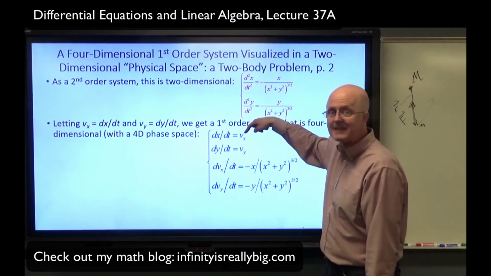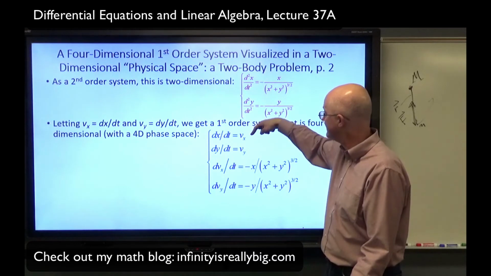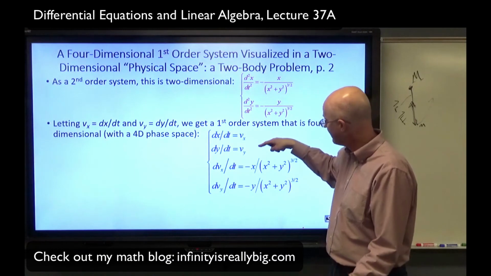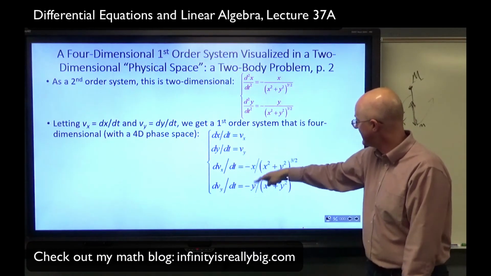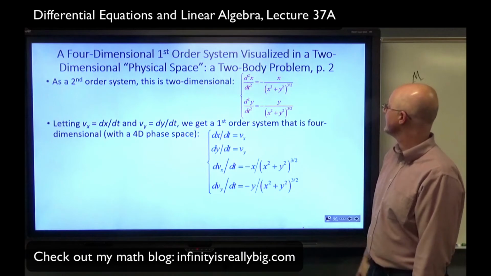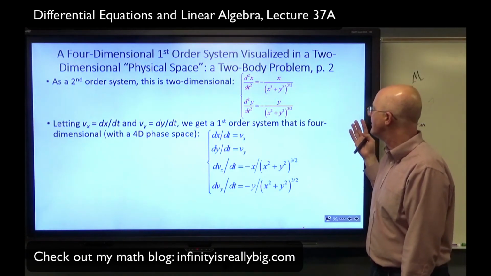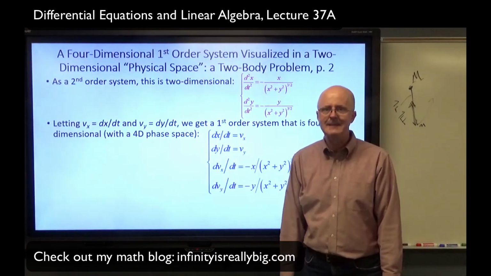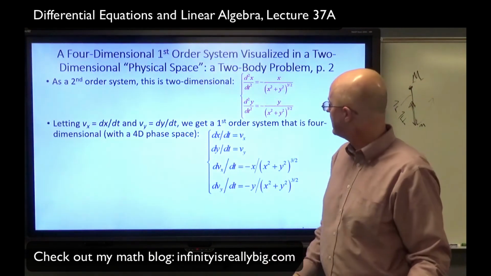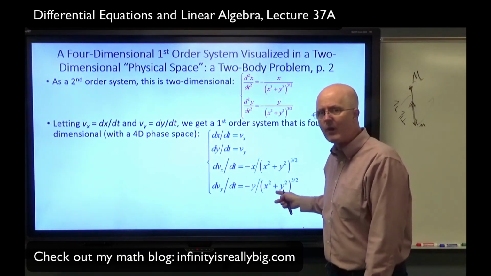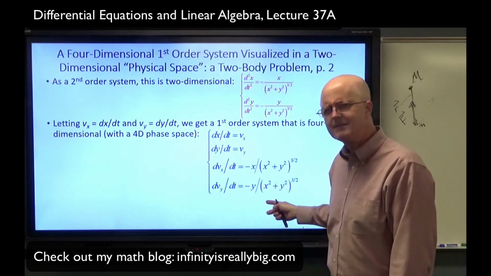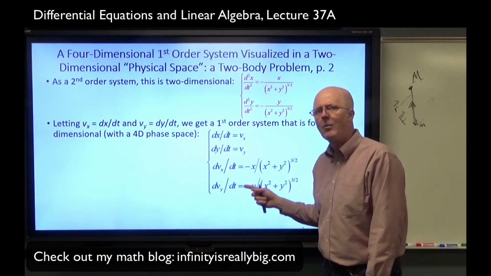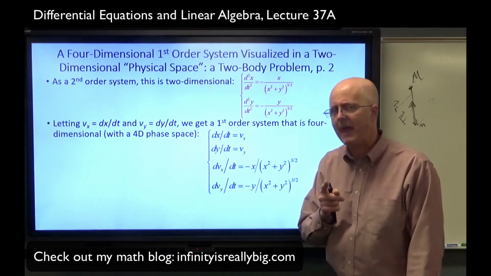dx/dt is v_x, that's the component of the velocity in the x direction, by definition. dy/dt is v_y, that's the component of the velocity in the y direction, by definition. And the derivatives of those velocity components I get from these equations up here. We now have a four-dimensional first-order system with a four-dimensional phase space, though it's not all of R^4, because you'd want to avoid dividing by 0. You would want to avoid the subspace. Well, maybe we shouldn't call it a subspace. The set of points in four-dimensional space where x and y are both 0. You'd want to avoid that.